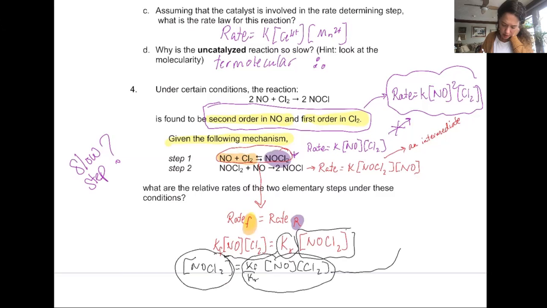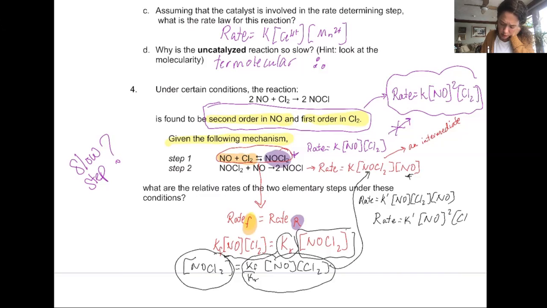So if we plug this in here, we have rate equals our new k, and [NOCl2] is now [NO][Cl2], and then we still have this NO. So let's simplify that. Rate equals our new k [NO]^2[Cl2].